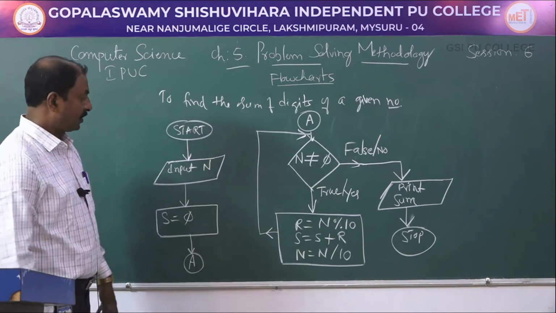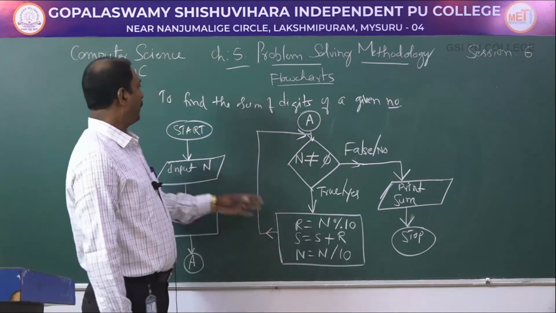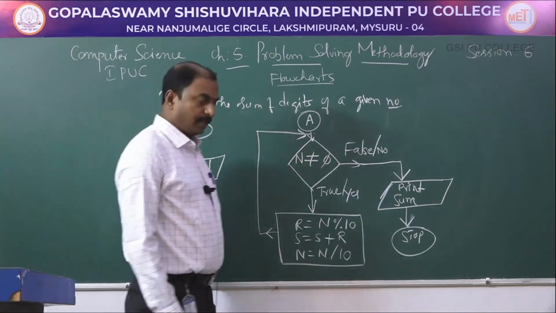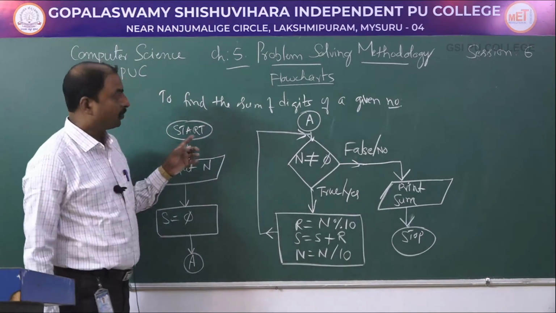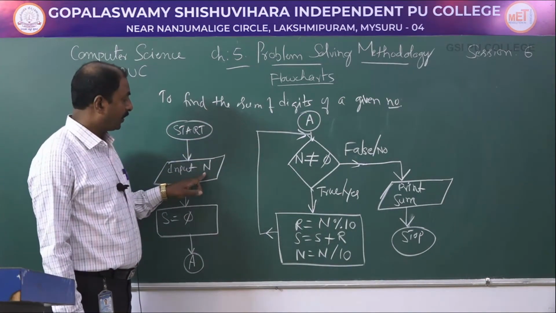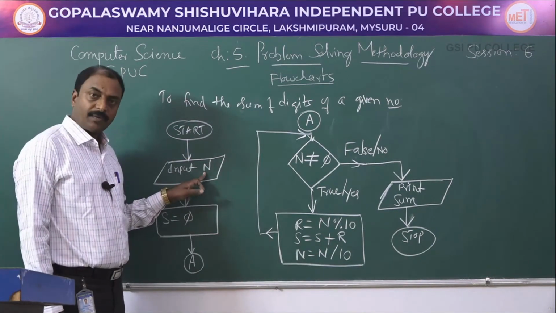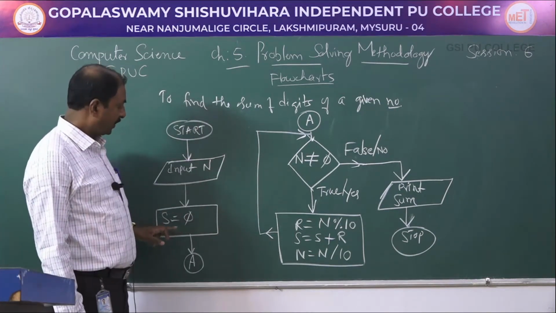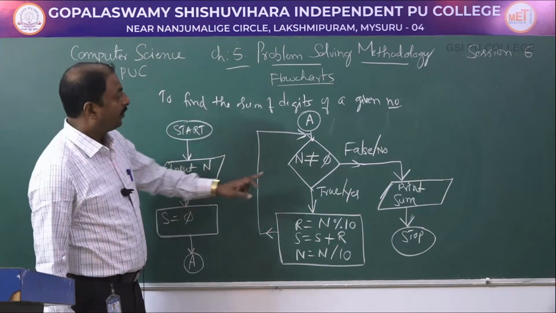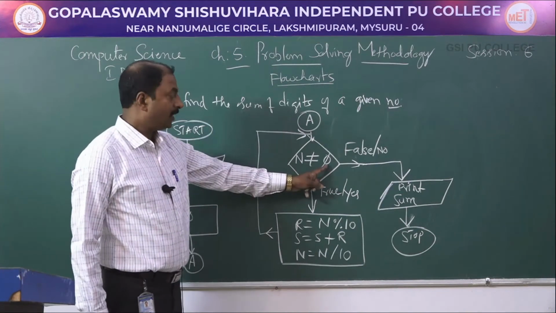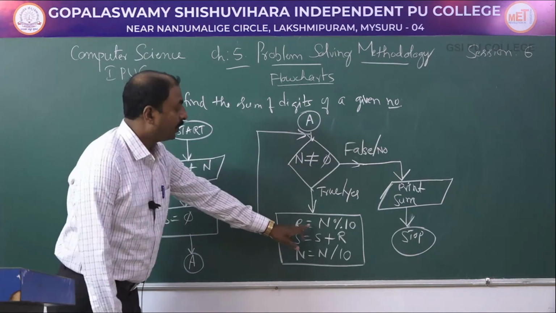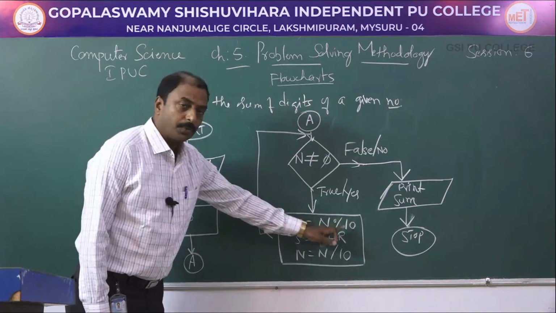So see, this is a flowchart to find the sum of digits of a given number. Students, let me explain this once again, how the flowchart works here. This is the starting point of the flowchart. We have to accept the value n. After that, let us assume the variable sum is 0. Then we check whether the given number is not equal to 0. If it is not equal to 0, we follow these steps or processing.